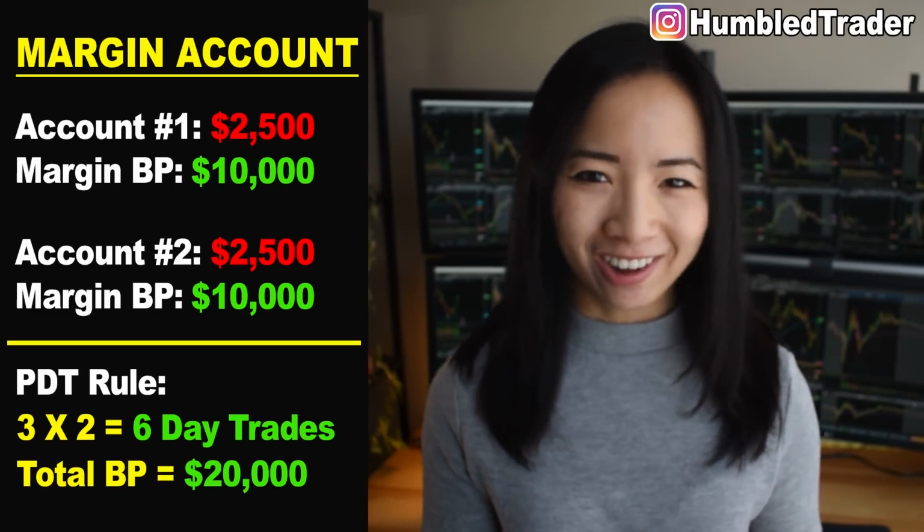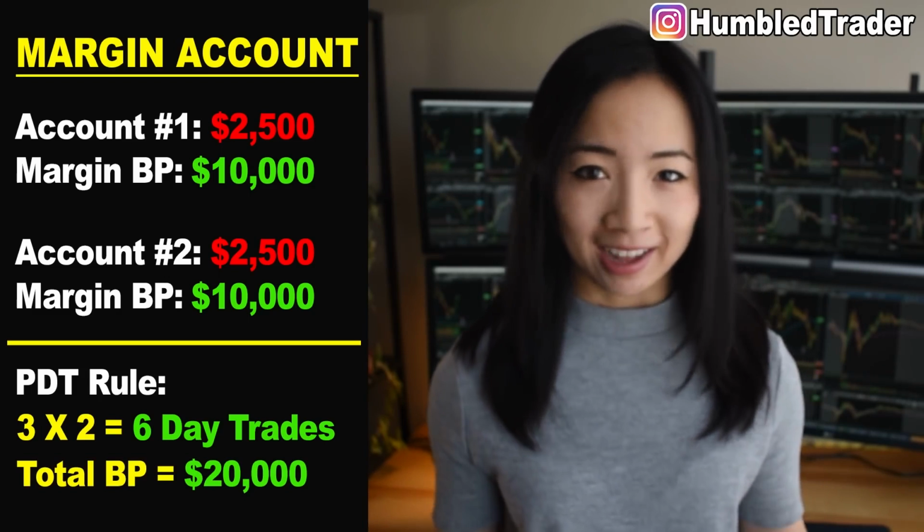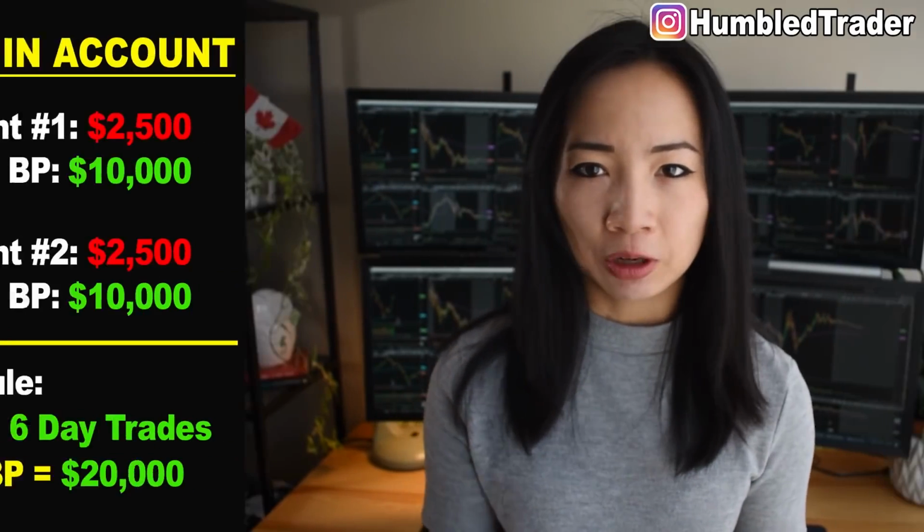And if both of the brokers still give you 4 times leverage, then you still have a total buying power of $20,000. And honestly, that's not bad. Now, obviously, the more capital you have, the more margin accounts you can open and access even more day trades. If you have a total of, let's say, $10,000, then you can open 3 or 4 margin accounts depending on the broker minimums. And then you can have access to a total of 9 or 12 day trades a week.